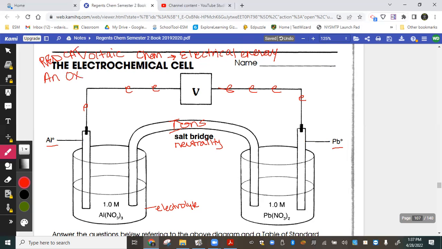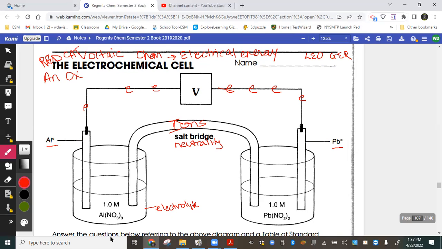All right, so then we also have our memory trick of lose electrons oxidation, gain electrons reduction. So oxidation is where we lose electrons. So we lose electrons at the anode, and the electrons are going to go from the anode through the cathode through the wire.